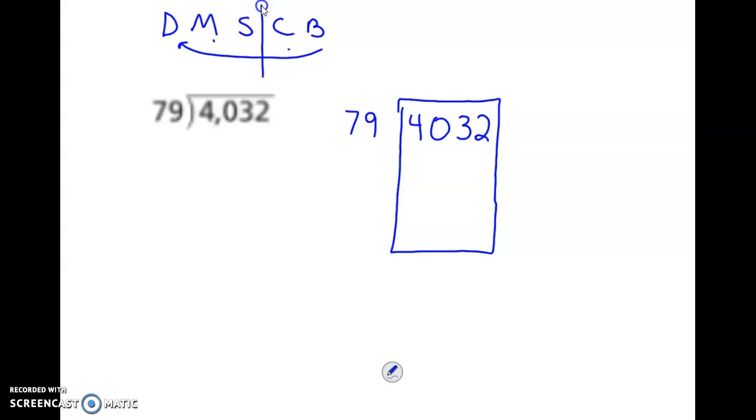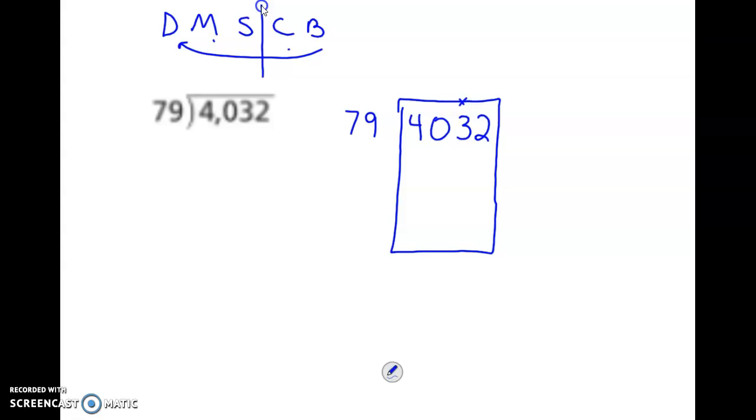All right, now that you've got your box, again, if I'm going too fast, you just pause me and then pick it up when you're ready. So same process. Does 79 go into 4? Nope. 40? Nope. 403? Yep, that's going to be where I put my first number.